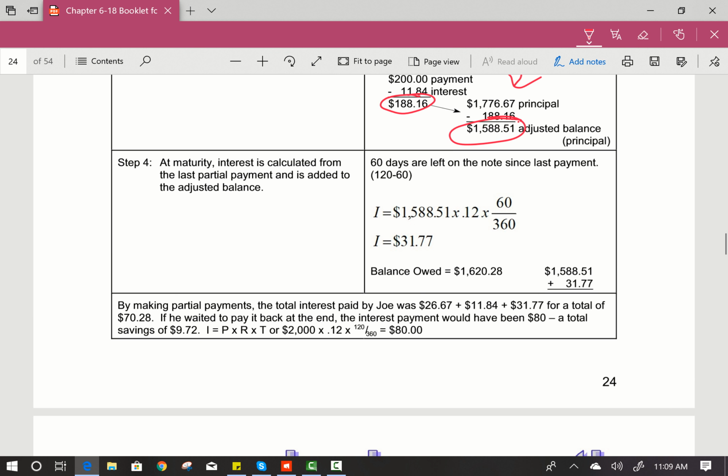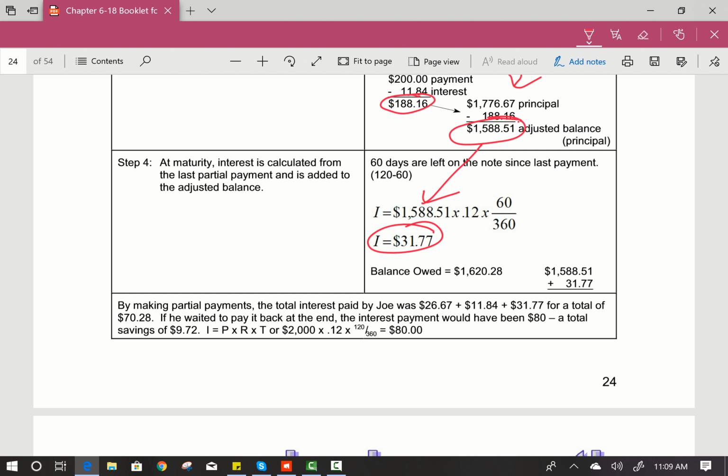So I have 60 more days that I need to find interest on, but I'm not going to make another partial payment. So it's my previous balance of $1,588.51 times 12%, or 0.12, times the 60 remaining days in the 120 days over 360 to give us $31.77 of interest for that 60 days.